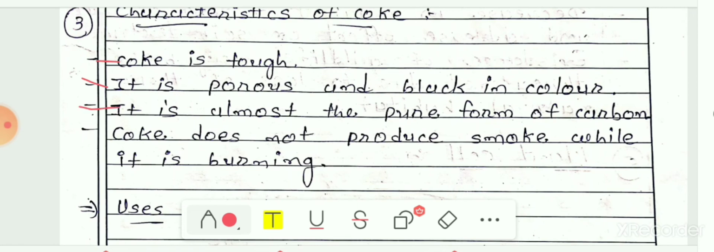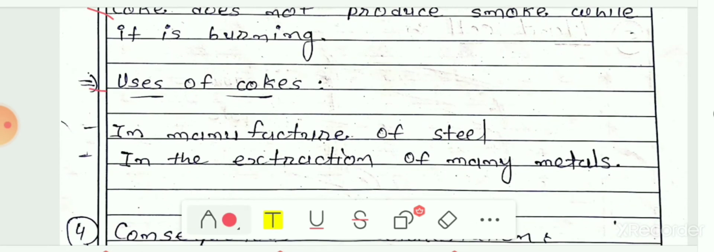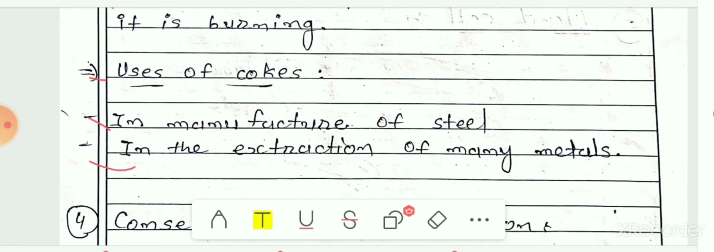And it is almost the pure form of carbon. A high amount of carbon is there in the coke, so it is almost the purest form of carbon. Next, coke does not produce smoke while it is burning. So these are the characteristics of coke. Next is the answer for the same question, the uses of coke. The first use is that in the manufacture of steel we are using coke. Then in the extraction of many metals we are also using coke, to get many metals from their compounds. So this is the answer for the third question, the uses and characteristics of coke.